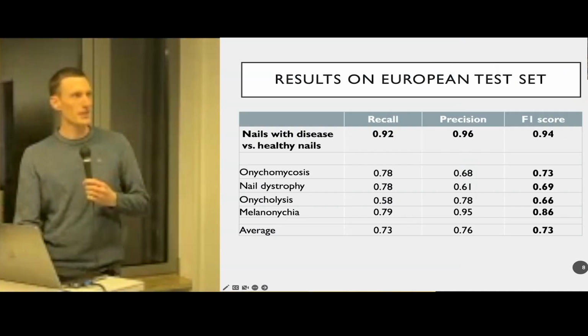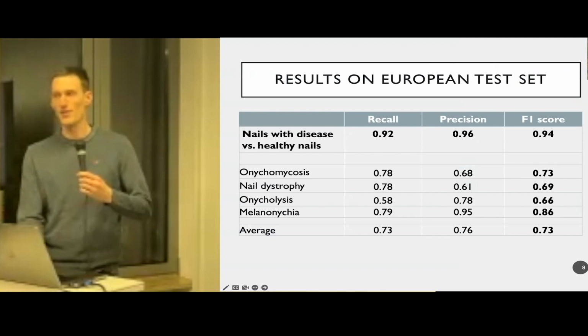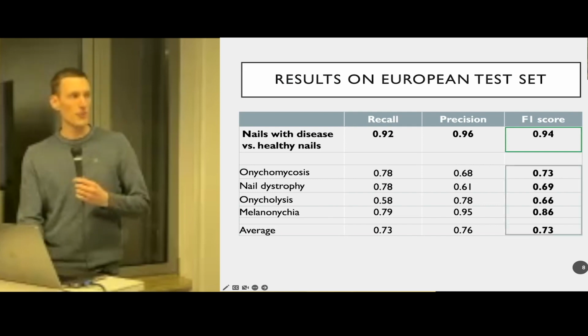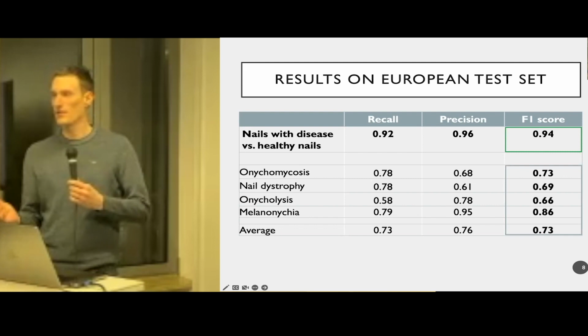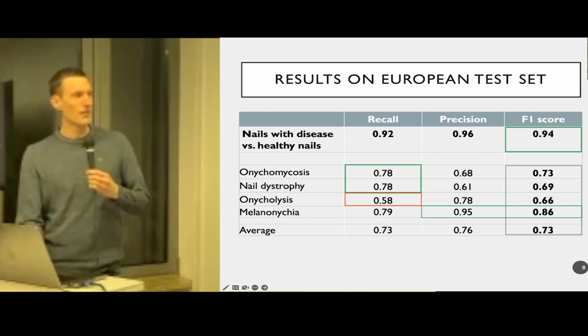And the model actually worked really well for distinguishing healthy nails and nails with disease. You can see here the F1 score is quite high. It didn't work that well for distinguishing between different disease types, but it worked best for melanonychia with a very good F1 score and particularly high precision. We also got decent recall for these 2 other diseases, but a quite bad recall for onycholysis.